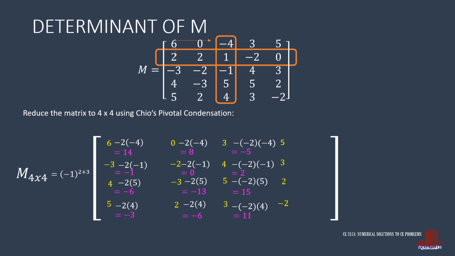The fourth column starts with 5 minus 0 times negative 4, leaving just 5. Next is 3 minus 0 times negative 1, also leaving 3. The following element is also subtracted by 0 times 5, not affecting the element 2. And last is negative 2 minus 0 times 4, bringing negative 2 just the same.